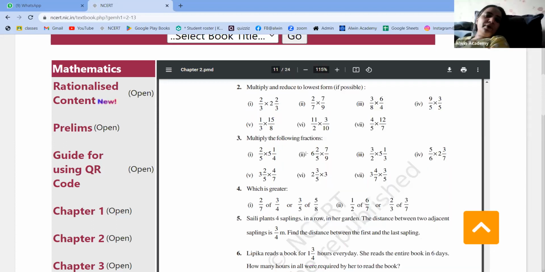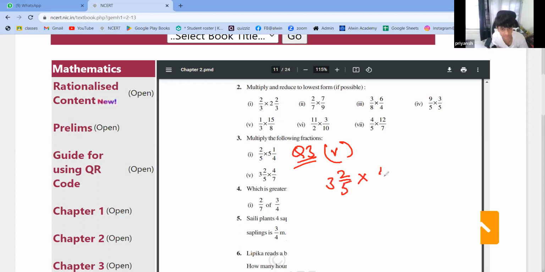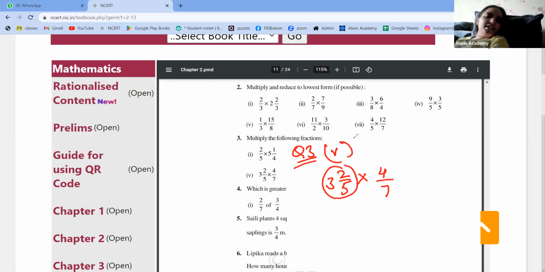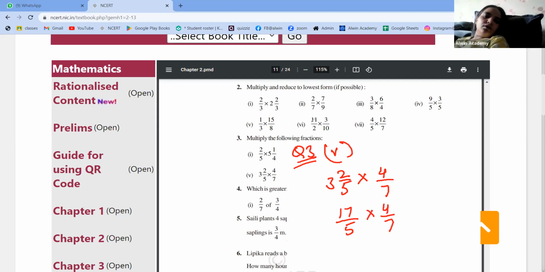Let's do this next part. We are solving this 5th part. Question number 3, I am writing, pay attention. Part 5th, I want you people to solve. I'm done. Change this into improper one. What is the answer, Priyansh? The 3 2 by 5 into improper, 5th part into improper. Ma'am, 3 2 by 5 in improper would be 17 by 5, times 4 by 7. Yes, ma'am.